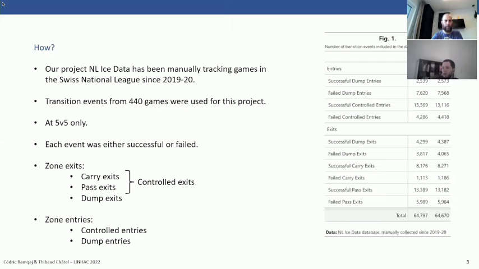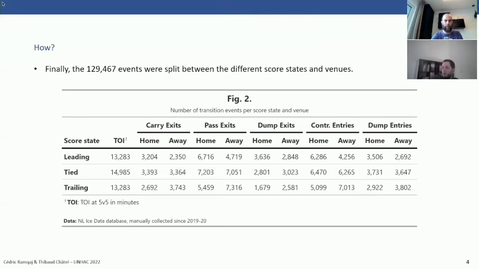So in total, that represents 130,000 events, and we split them between the different score states, so either leading, tied, or trailing, and venues, so playing at home or on the road, and that for every type of event.